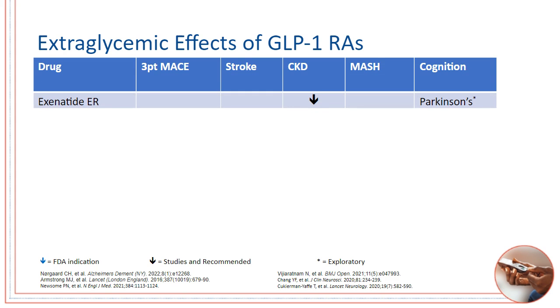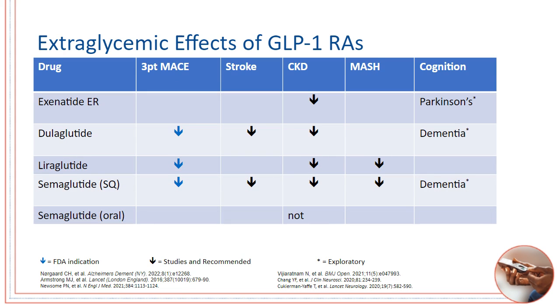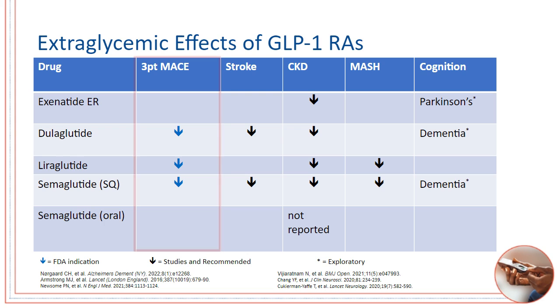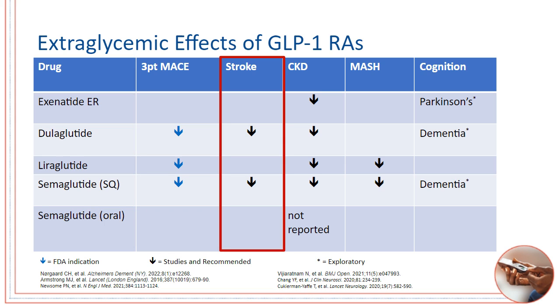And I want to highlight here what is known and what is upcoming about GLP-1 receptor agonists. First, let's start with the blue arrows. We know that there are 3 GLP-1 receptor agonists who have met superiority compared to other treatments in the reduction of cardiovascular disease. So that 3-point MACE would be non-fatal MI, non-fatal stroke, and cardiovascular death. And you can see that liraglutide, dulaglutide, and semaglutide subcutaneous all met that 3-point MACE and have a FDA indication for that reason.